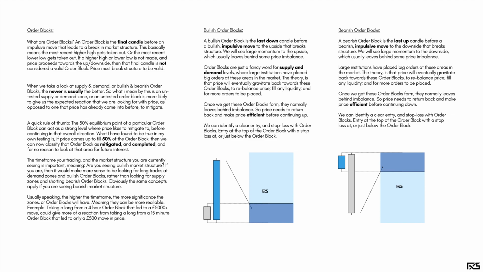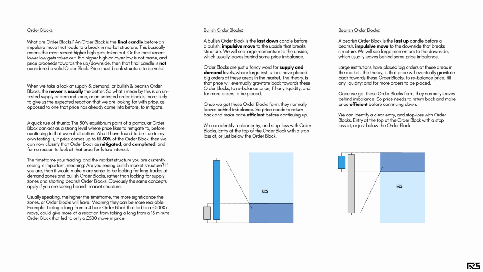This basically means the most recent higher high gets taken out, or the most recent lower low gets taken out. If a higher high or lower low is not made and price proceeds towards the upside or downside impulsively, then that final candle before that move is not considered a valid order block. Price must break structure to be valid. So an impulsive move up or down which doesn't break any significant market structure is not considered a valid order block.